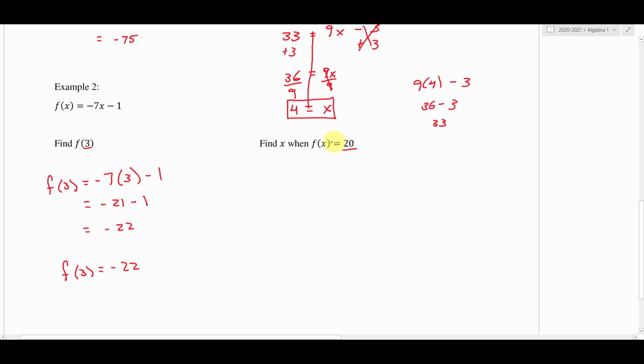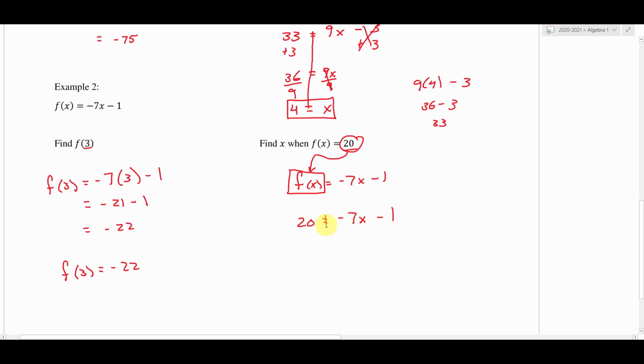Now I'm going to come over here and do this one with the outputs. Remember, if we were writing our original function f of x equals negative 7x minus 1, this 20 is going to come over here and replace the entire f of x. It takes up the entire side of that equation. So we're going to have 20 equals negative 7x minus 1.